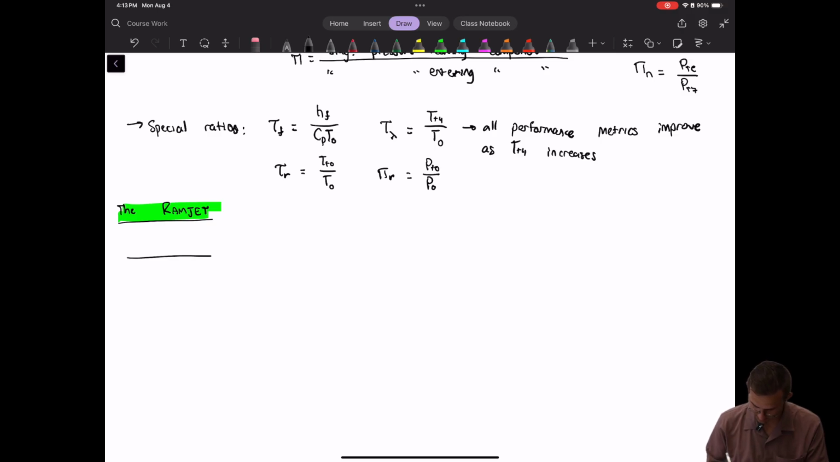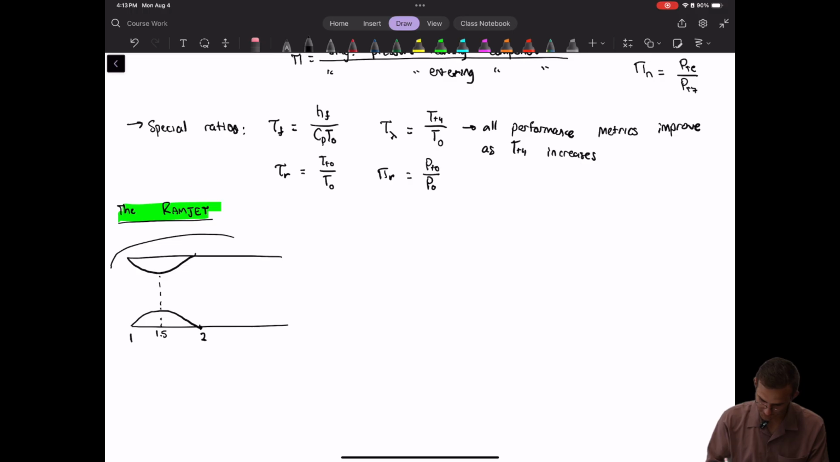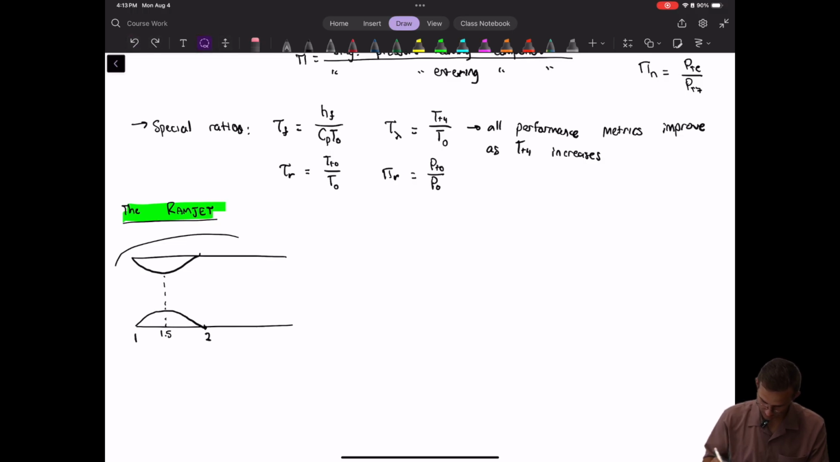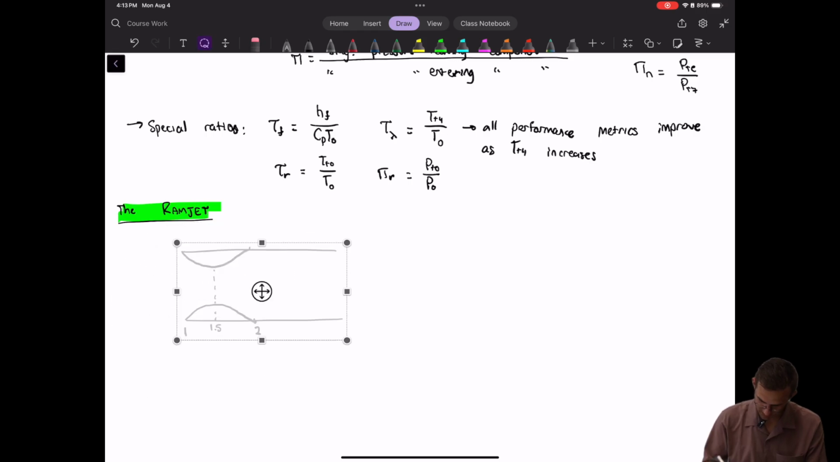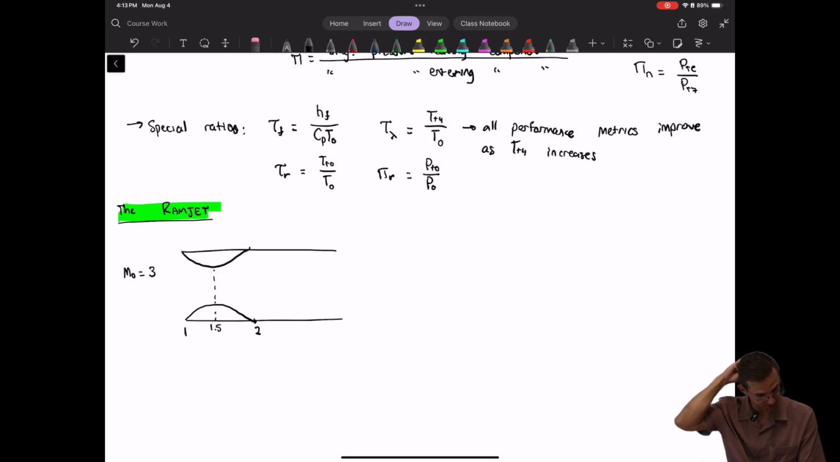It's just kind of like a flat channel, but it has an inlet like this. And keeping with our convention here, station 1.5 is at the throat, and then we have station 2, and then station 1. And then, of course, we have our upstream conditions. Again, I need to make sure I leave some room for those. Like that. So we have our upstream conditions of M naught equal to 3, so we're supersonic.